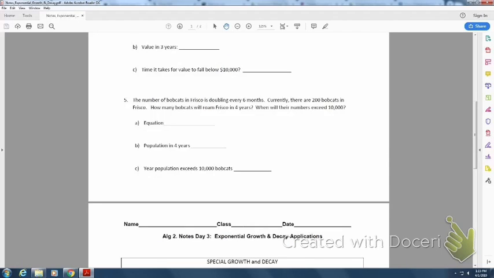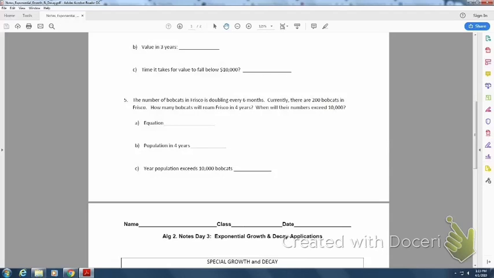Five says the number of bobcats in Frisco is doubling every 6 months. Currently, there are 200 bobcats in Frisco. How many bobcats will roam Frisco in 4 years? When will their numbers exceed 10,000? So what is the initial number of bobcats in this problem?